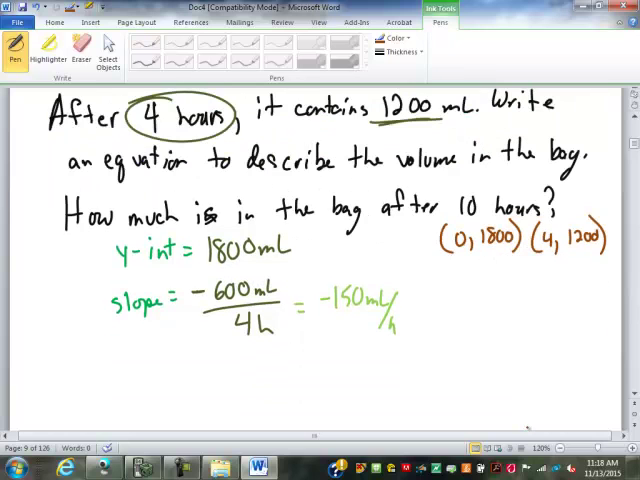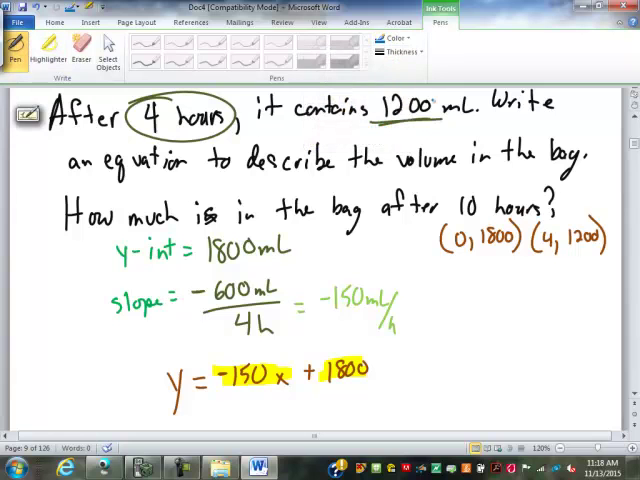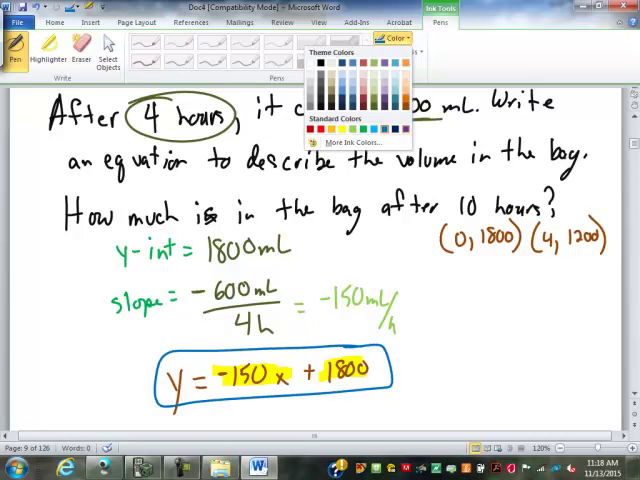So the equation becomes y equals what? Negative 150 times x plus 1,800. So what this is telling us is we start at 1,800 milliliters and we're losing 150 milliliters every hour. Or we're infusing 150 milliliters every hour. Any questions on where that equation came from?